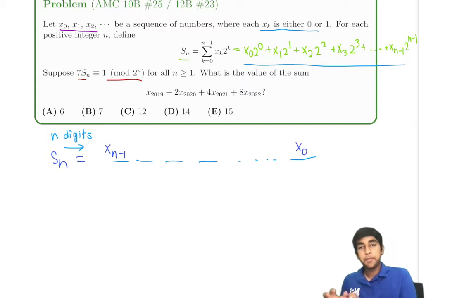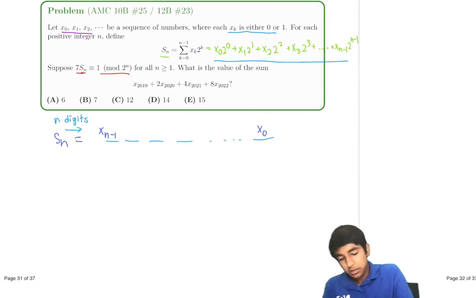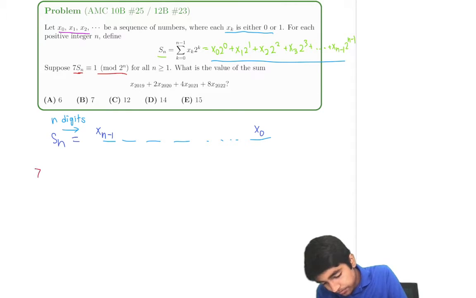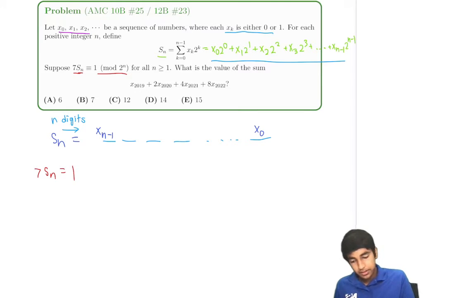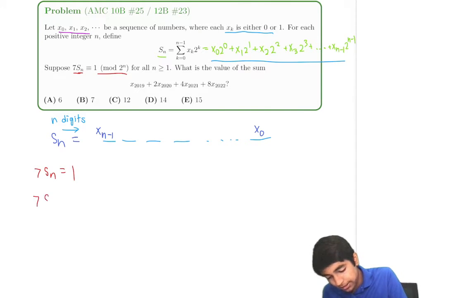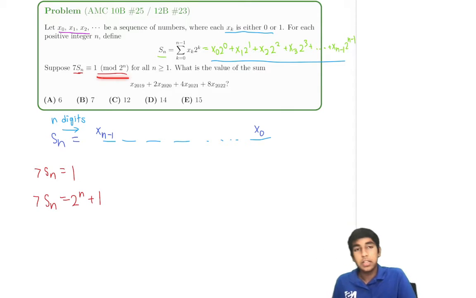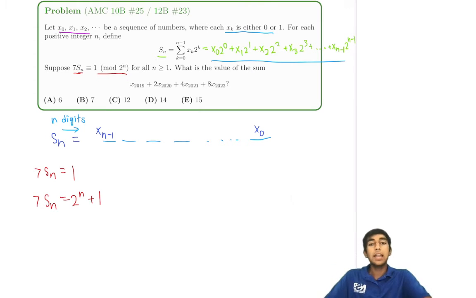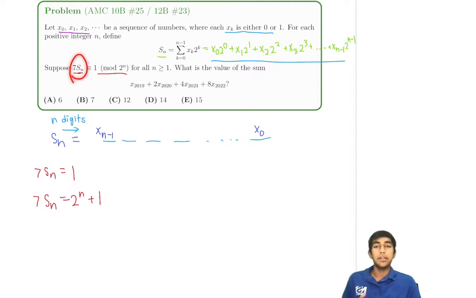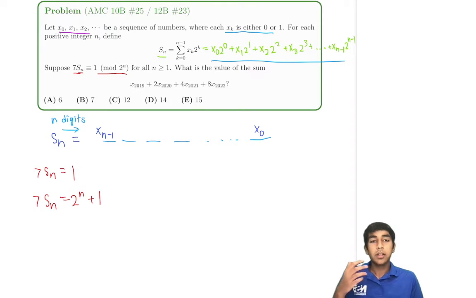what are the possibilities where 7 times the sum is 1 mod 2 to the n. Okay, let's write this systematically. First case is 7 times S of n could be equal to 1 itself, right? The second case is 7 times S of n is 2 to the n plus 1, right? Because it's 1 mod 2 to the n, you can add multiples of 2 to the n, and this could be the value of 7Sn. Essentially, 7Sn could be 1 plus some multiple of 2 to the n.